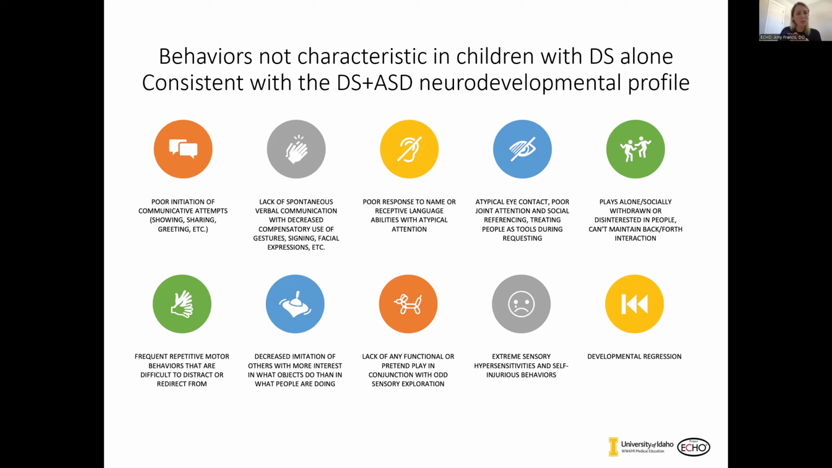Frequent repetitive motor movements that are difficult to distract or redirect. We know that children with Down syndrome will engage in motor stereotypies, but again, the intensity seems to be greater and more difficult to redirect these children. Decreased imitation of others with more interest in objects, right? The mechanical aspects of how toys operate or what they're doing versus the people who are actually using them. Lack of any functional or pretend play, extreme sensory hypersensitivities and self-injurious behaviors. And of course, with any children with developmental regression, get a very good history and consider referral to genetics and or neurology for an EEG. Next slide.